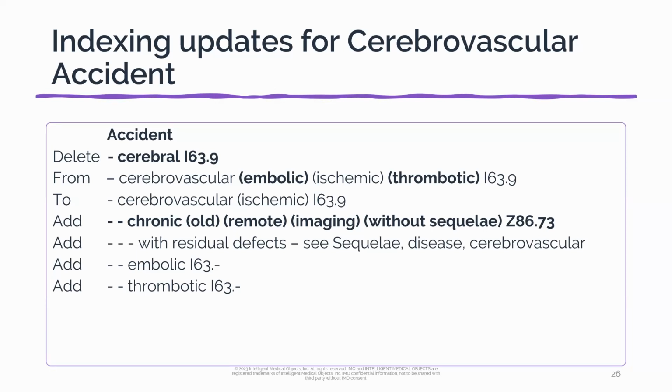They also added a subterm for chronic cerebrovascular accident. So this code directs to the personal history of TIA and cerebral infarction. And then we also have a subterm there for residual deficits. So if the patient has hemiparesis or something, you would still code the sequela code for that.